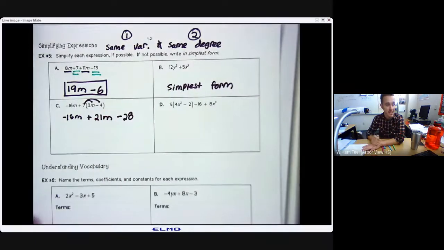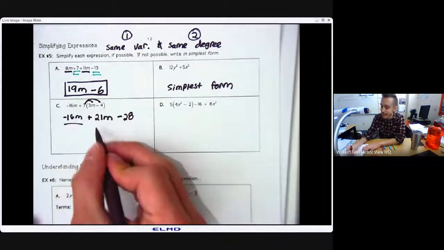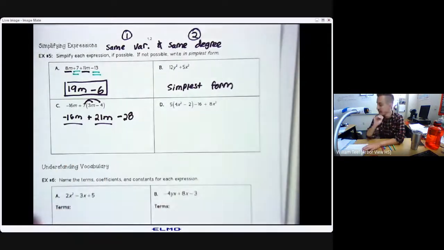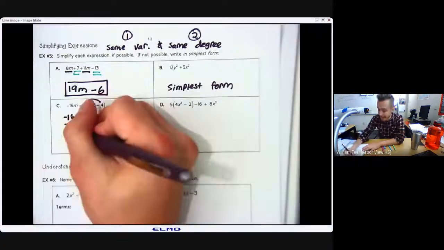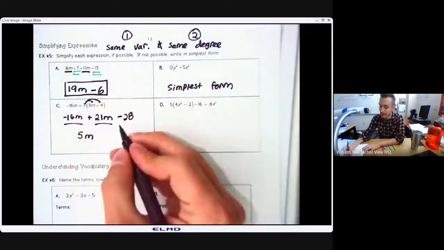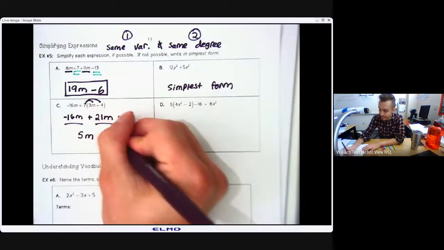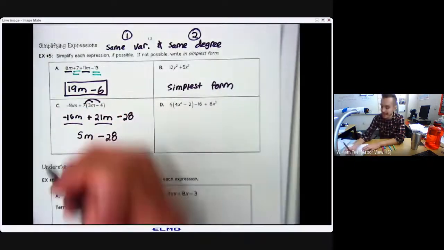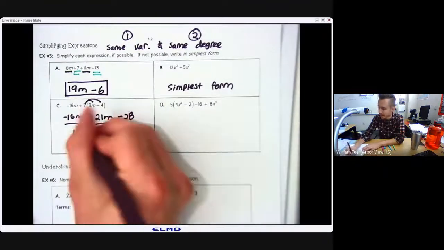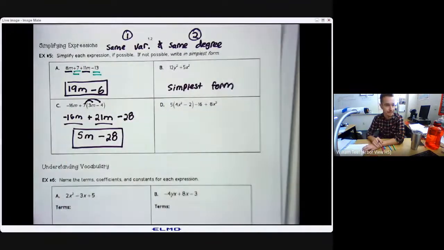Now I'm going to combine like terms. I have negative 16m and positive 21m. So what I'm doing here is I'm taking 21 minus 16, which is equal to 5. So I'm going to have 5m minus 28. And since I can't combine anything else, that is going to be my final answer, 5m minus 28.